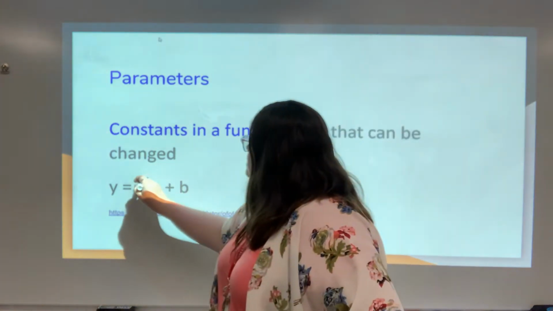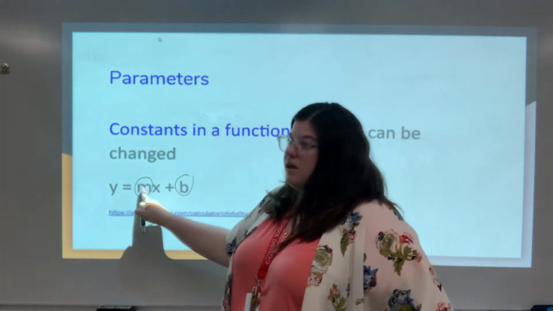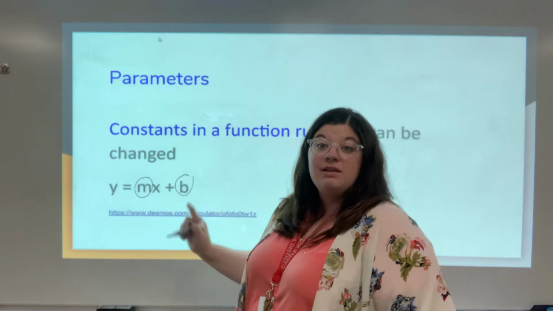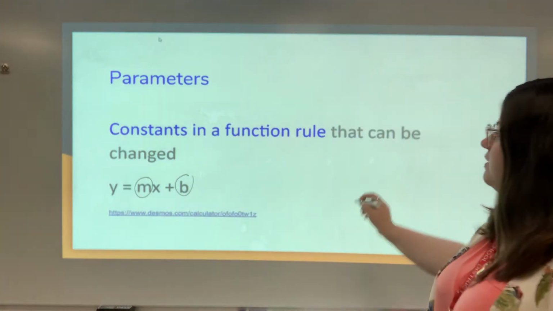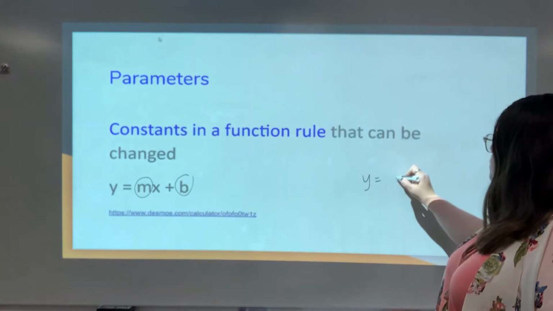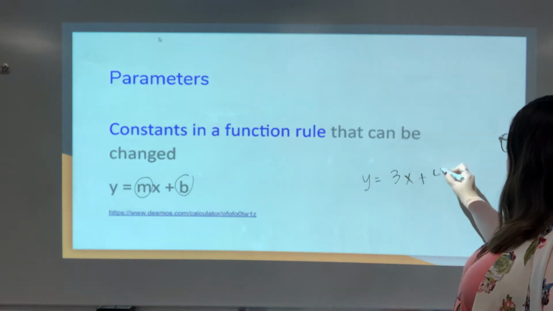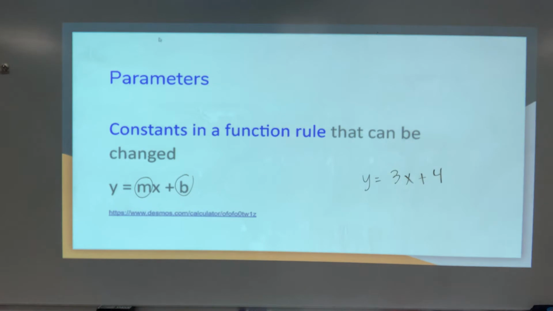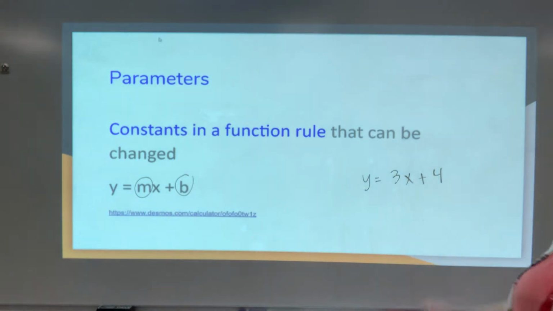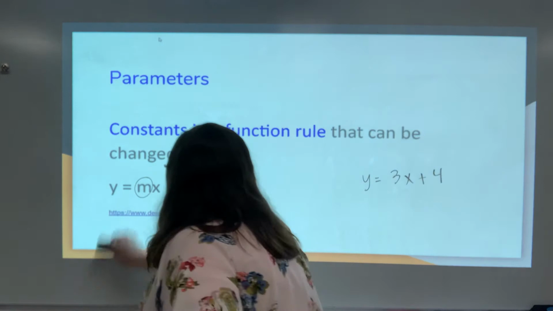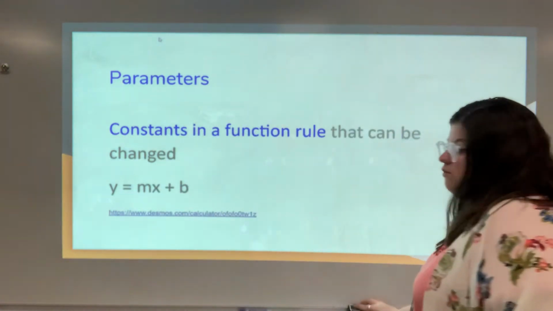But this m and b, m meaning our slope, b meaning the y-intercept, those are things that could change. We could have something that looks like y equals 3x plus 4. That's still a function, just with different parameters here. m equals 3, b equals 4, all right? Again, they can be changed to different numbers. And I do want to show you a little bit about that because that's kind of where we're going today.